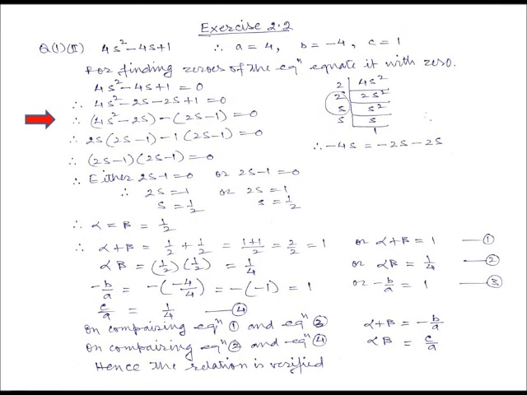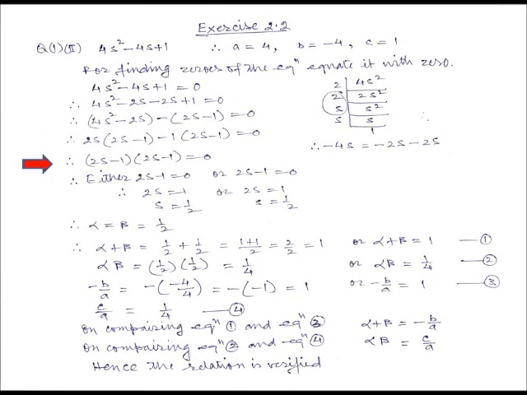Now taking 4s square minus 2s in one bracket and 2s minus 1 in the other bracket. Take out 2s from the first bracket and minus 1 from the second bracket, we get 2s minus 1 into 2s minus 1 is equal to 0. In case the product of two numbers is equal to 0, either the first number should be 0 or the second number should be 0. But in this case, we find that both are same, 2s minus 1. So 2s minus 1 is equal to 0, therefore 2s is equal to 1 and s is equal to half. Therefore, both the roots alpha and beta are half.